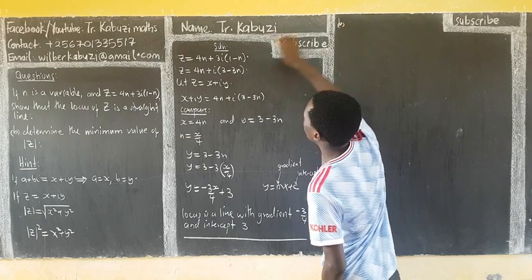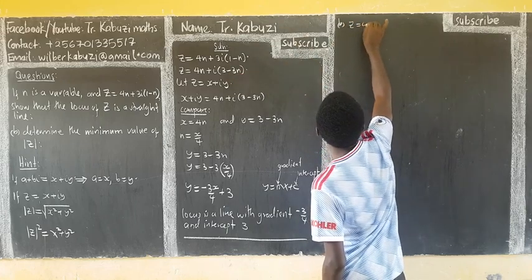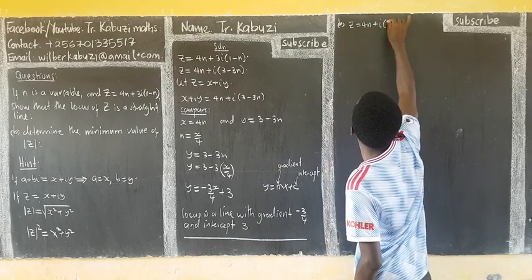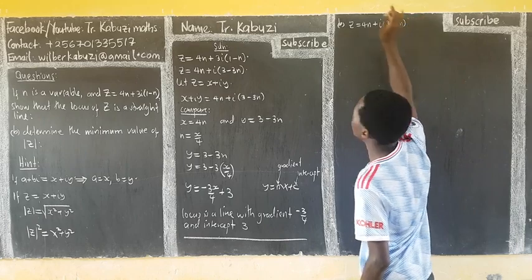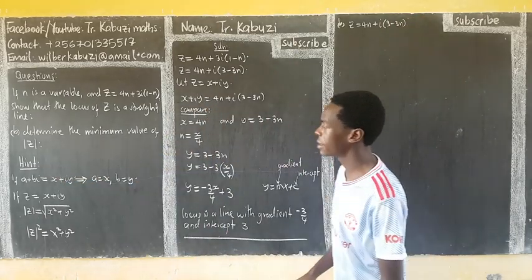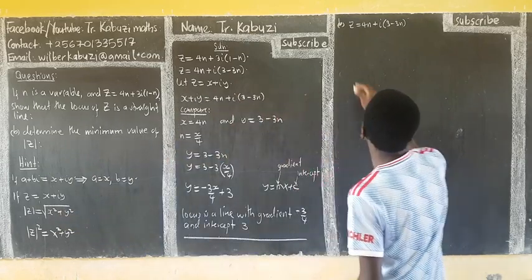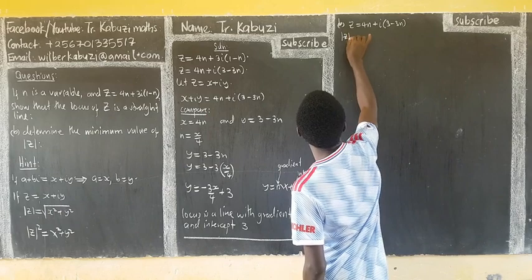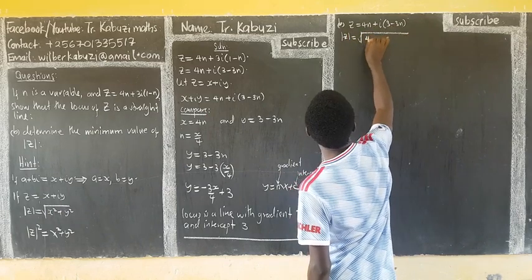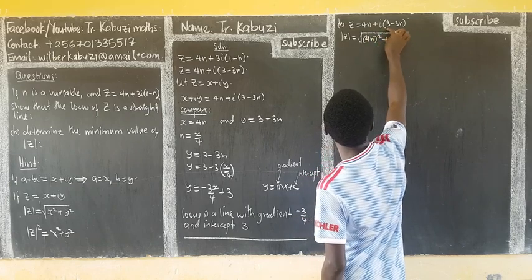So from here, when I write this back, we have z equal to 4n plus i times (3 minus 3n). They want me to get the modulus. So how do you get the modulus? You square the imaginary part, then you square the real part. So from here, my modulus of z is going to be the square root of the real part squared plus the imaginary part squared.